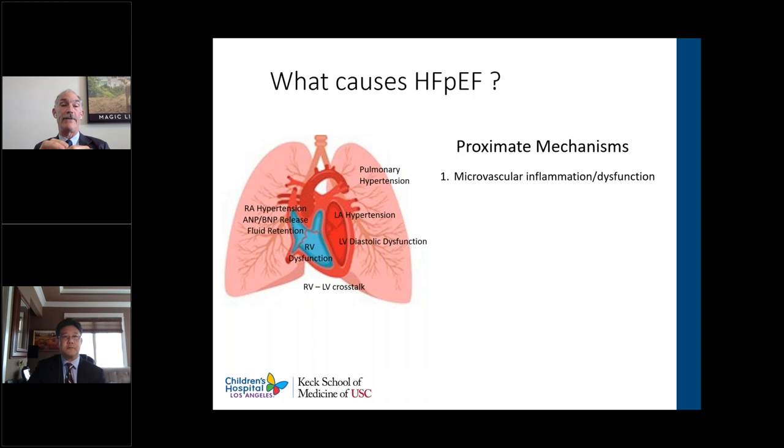They are microvascular inflammation and dysfunction. And I've already shown you that in thalassemia, there's a bunch of reasons why the microvasculature is stressed. And the second is that the heart muscle itself doesn't metabolize its fuels properly. And there's two reasons in thalassemia that may be going on.